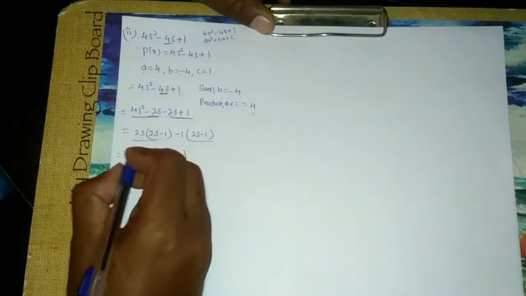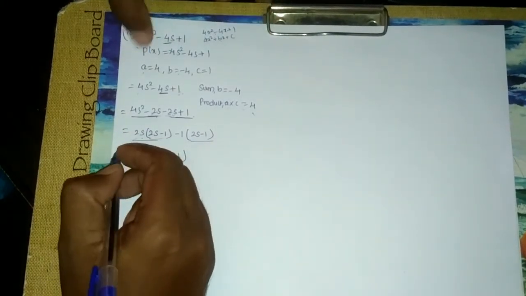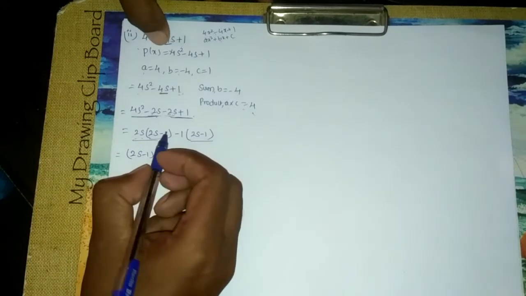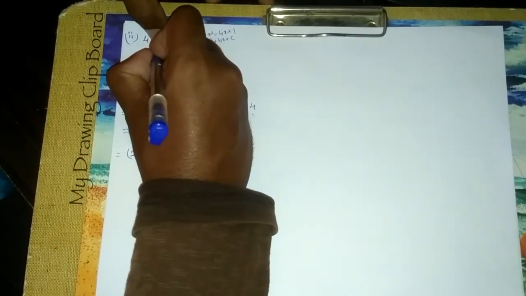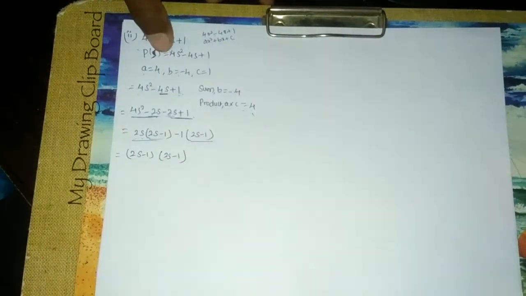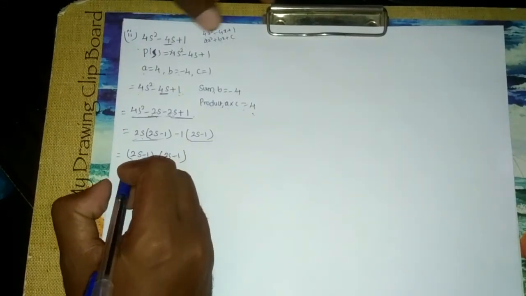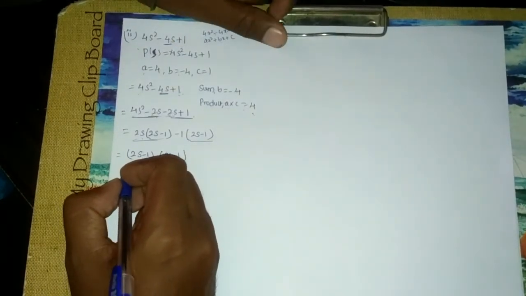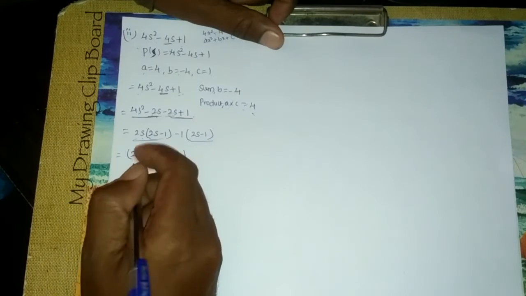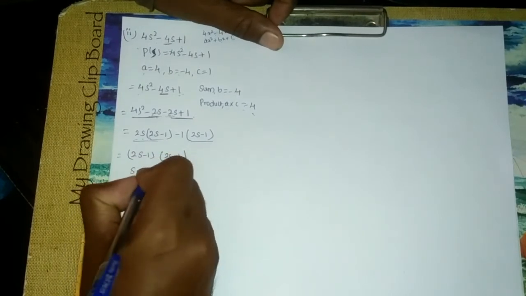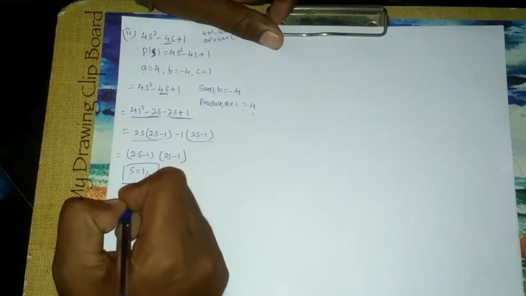Okay, when we equate this to 0, I should write p of x as p of s. When I make this 0, I get s equals 1 by 2. So the value of 4s square minus 4s plus 1 is 0 when s is equal to 1 by 2. Okay, this is the zero.